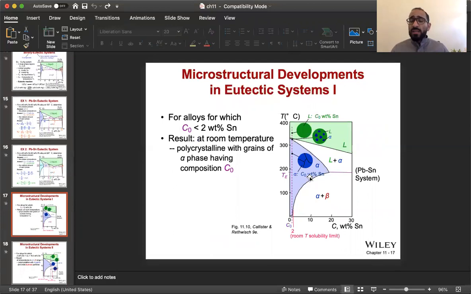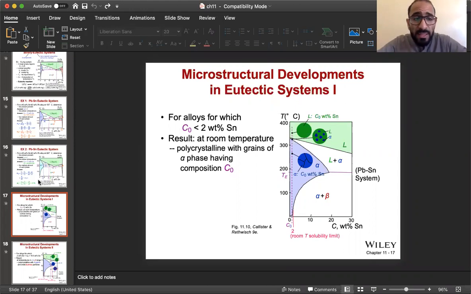Okay, now let's start with a very simple case. Imagine you have a composition below 2% and you are at a temperature around 350 Celsius. You have a liquid phase, right? If you start to cool down, you hit this region that has liquid and alpha, so part of the liquid is going to solidify to form alpha phase, and once you hit this region, all the remaining liquid is going to transform to alpha. Now, this is only one type of alpha. It's not the special type of alpha.